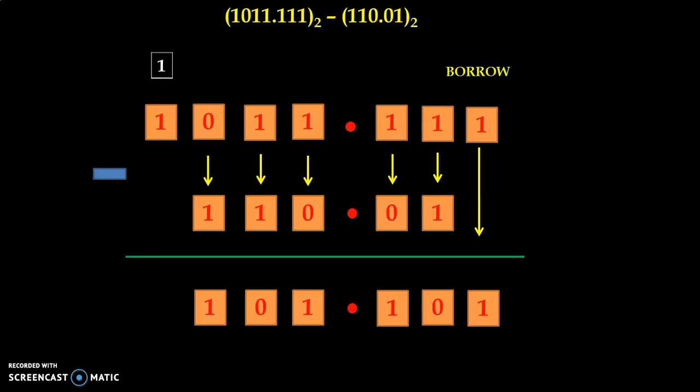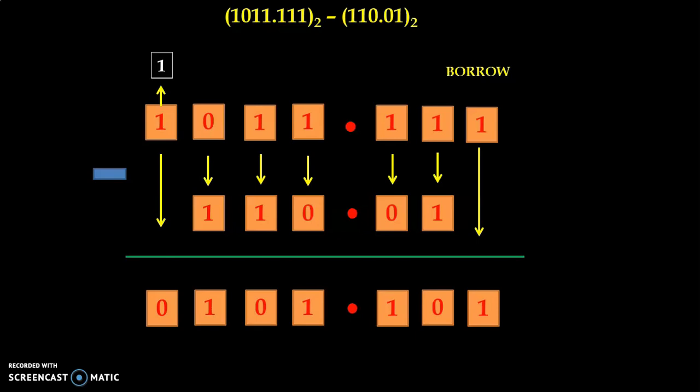So borrow 1 we have taken. When we take borrow 1, then the process is different. So first we have to subtract the borrow, and then from the answer we have to do the next subtraction. So 1 minus 1, so answer is 0. Here we do not have any value, so we consider it 0. So 0 minus 0, so answer is 0. So this way we are getting our answer, that is 101.101.